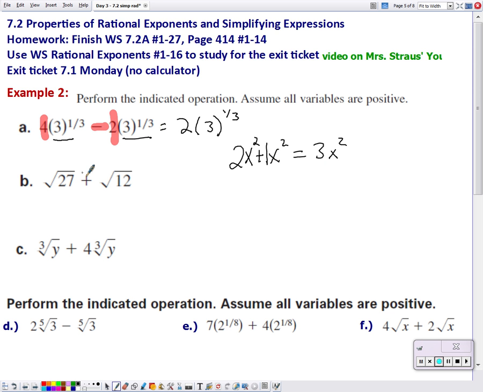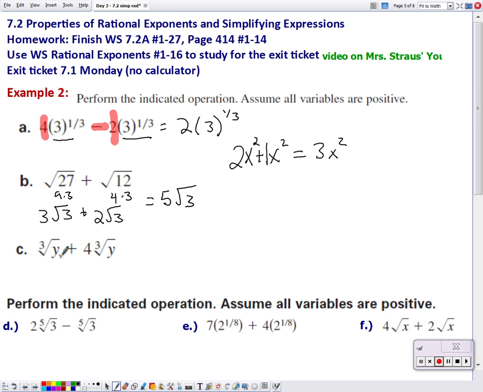When we look at B, they have the same kind of radical, which means they have the same exponent, but they don't have the same base. But 27, we know, is 9 times 3. So that means it's 3 root 3. Now, 12 is 4 times 3. So that's like plus 2 root 3. Now they have the same base and the same power. So I can add them together and get 5 root 3.